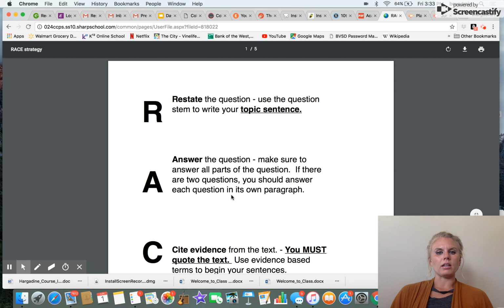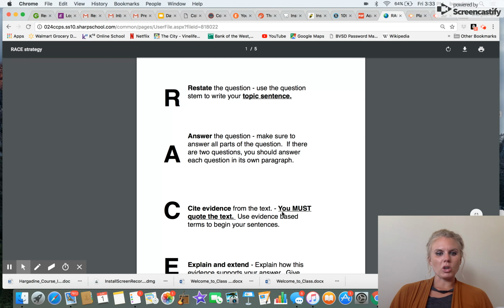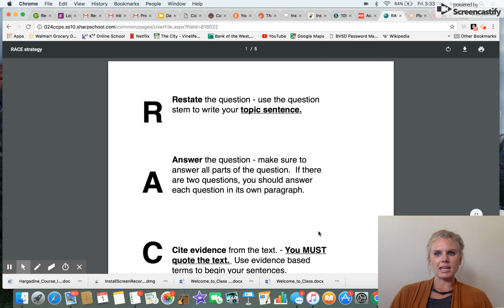You're going to use that sentence stem to write your topic sentence. Then you're going to answer the question to make sure you have all parts. If there are two questions, you should answer each question in its own paragraph. You're going to cite evidence from the text, which means you're going to take in information and use quotes, right?